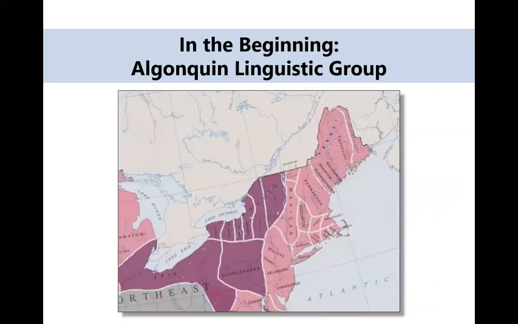In the beginning, the area we know as New England was inhabited by people who spoke the Algonquin language and consisted of many tribes that we are familiar with, such as the Wampanoag, the Massachusetts, the Pennacook, the Abenaki, the Mohegan, and many others. The Algonquin group is shown in pink on this map.